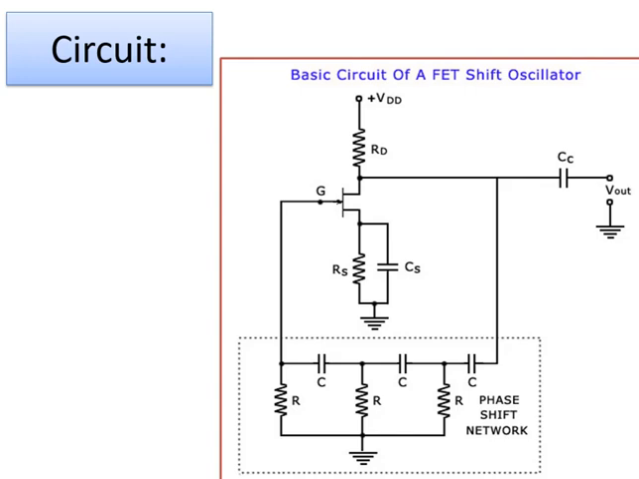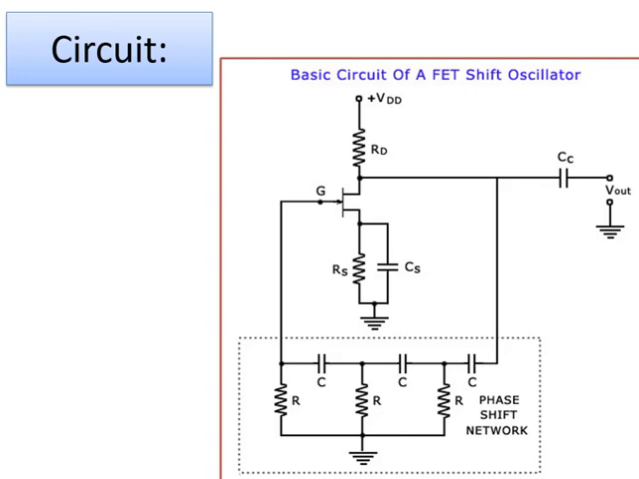A phase shift oscillator is a circuit that produces sine waves and the output is fed back to the input, which changes the phase of the waves. The phase shift increases with frequency and can reach a maximum of 180 degrees.